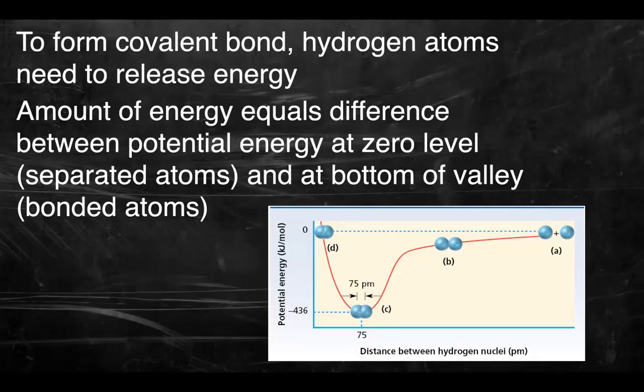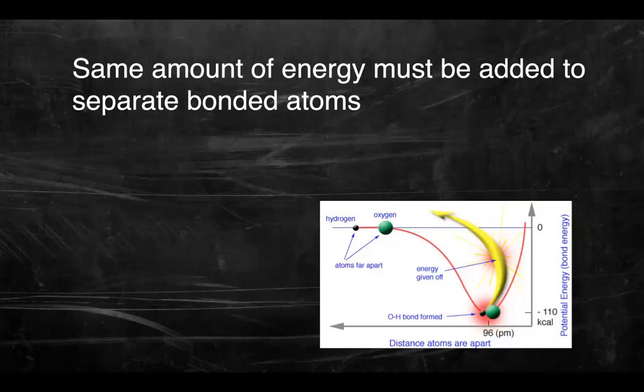So in order to form a covalent bond, the hydrogen atoms need to release energy, and it makes sense because as individual atoms, they have a higher potential energy than when they're bonded. So how do you go to a lower energy? You have to release that energy. The amount of energy that's released equals the difference between the potential energy at a zero level, which is separate atoms, and the bottom of that curve where the atoms bond together.